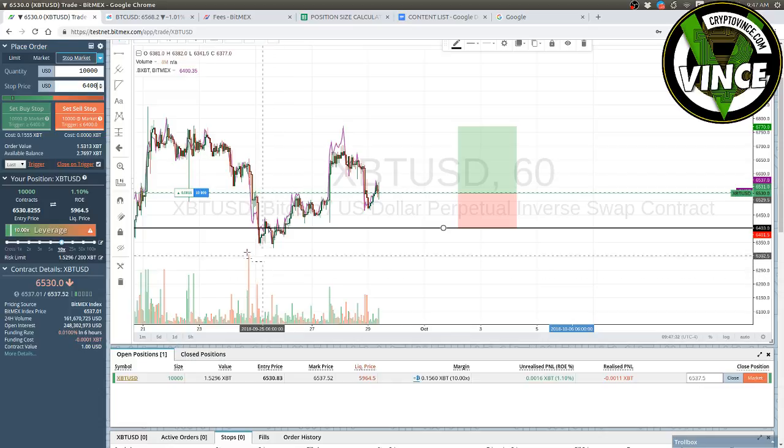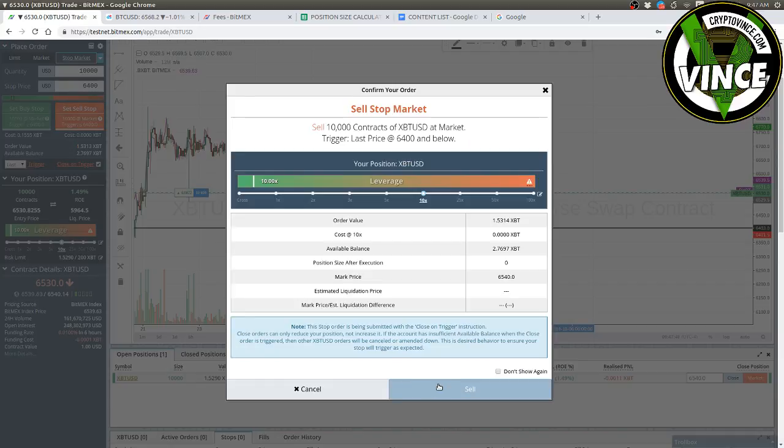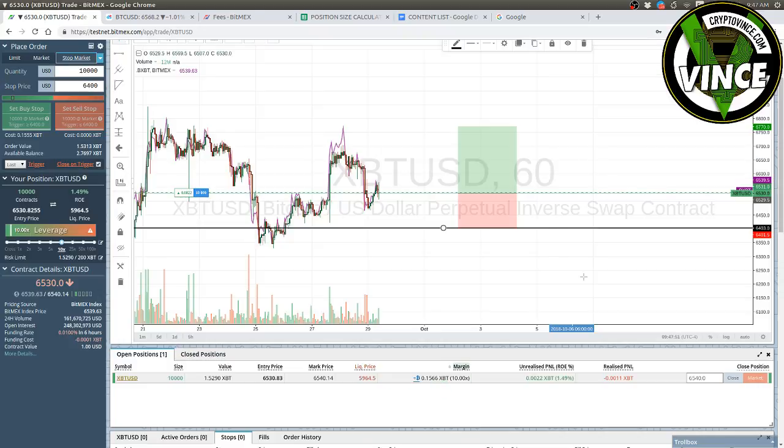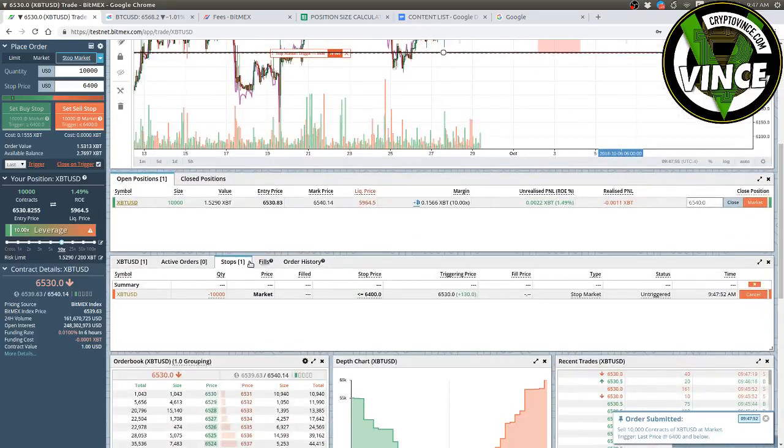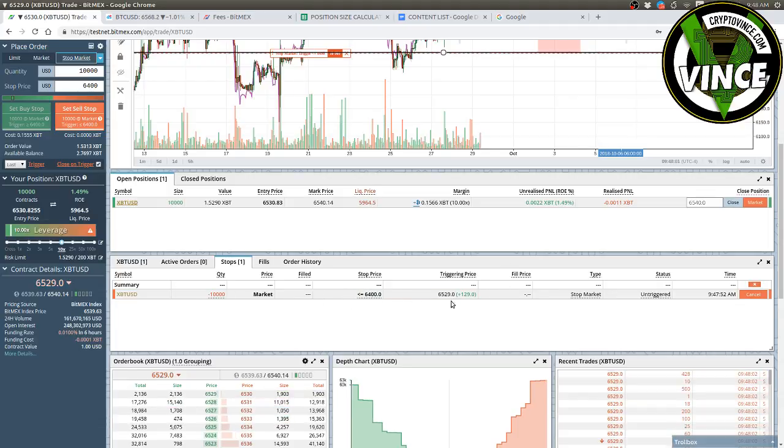And as you guys can see, when I put a price that is below the current price, I'm only going to be able to use a sell stop, right? Which is the one I'm looking for, because I'm in a long position. So if you're long, you've got to sell. So I'm going to open a position here, and of course my position will go into my stops here, right? This will get triggered when the stop price reaches 6.4.